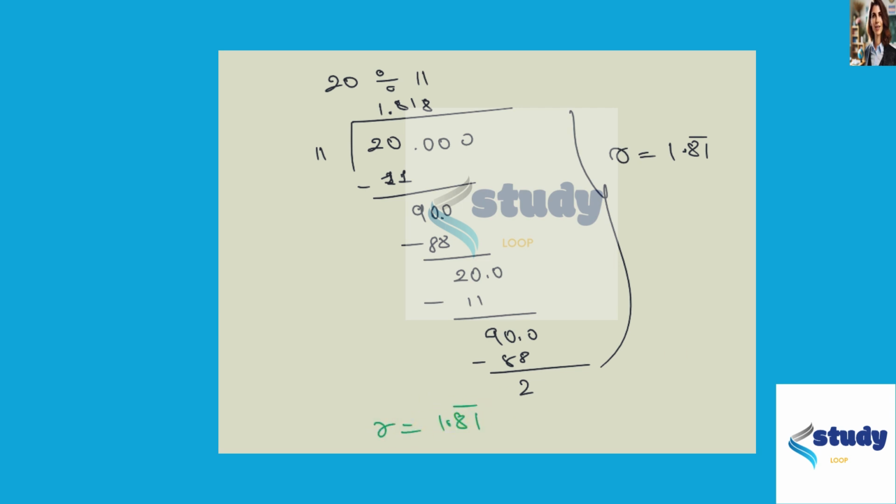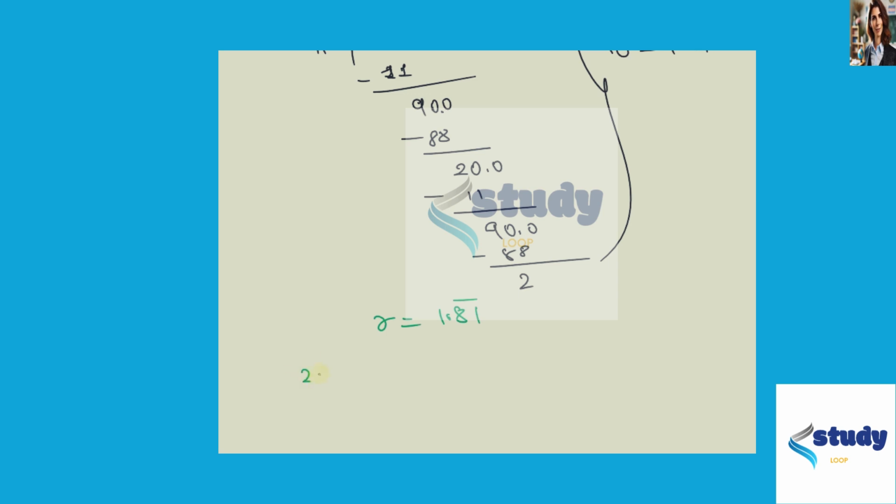Now further in the next part of the question we are given that if we divide $20 by 11, then here we have $1.81 per person. So this is our required solution.